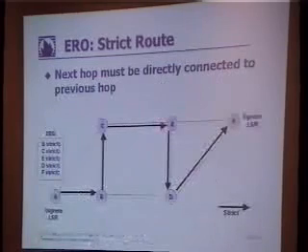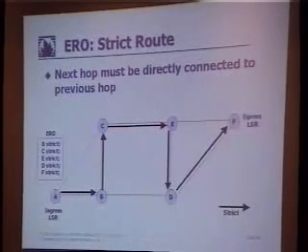So here's an example of a strict route. So this ERO object's been fully populated in this case. So you've told the RSVP protocol on A that you have to go through B, then C, then E, then D, then F.